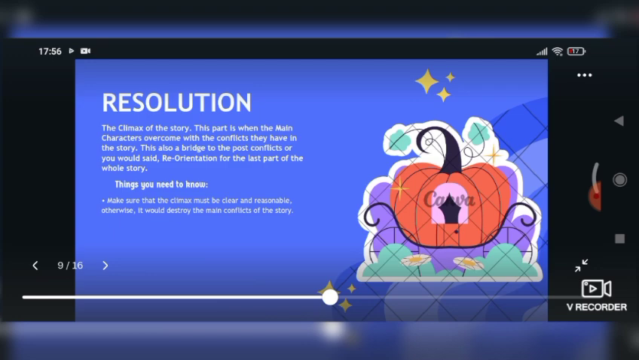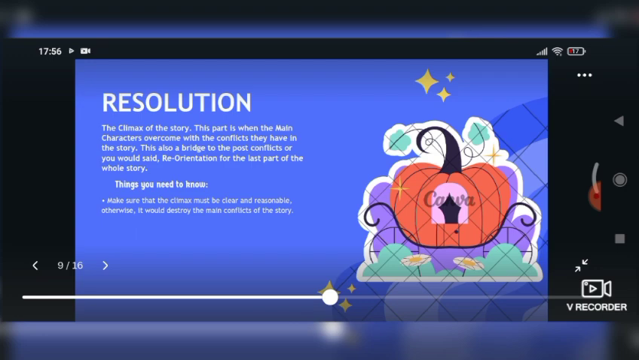Now we are in the resolution. Resolution is the climax of the story. This part is when the main characters overcome the conflict they have in the story. This is also a bridge from the conflict to the reorientation, the last part of the whole story. Also, make sure that the climax is clear and reasonable. Otherwise, it will destroy the main conflict of the story. So like the other rules, you need to be clear and reasonable for the end of your story.